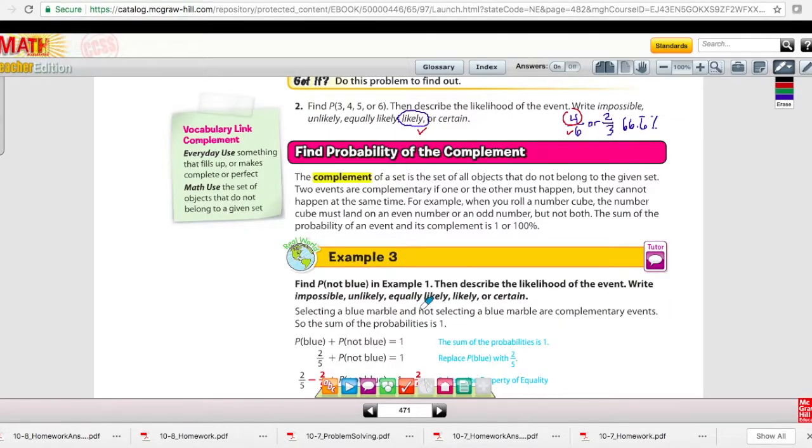Write down the definition of a complement. The complement of a set is the set of all objects that do not belong to a given set, and 2 events are complementary if one or the other must happen, but they cannot happen at the same time.